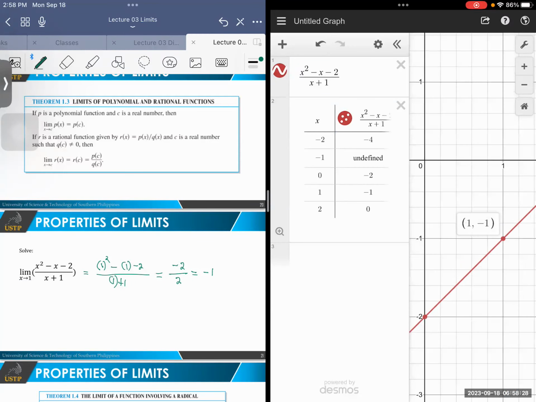Okay, so, 1, negative 1. Again, it's a point. Wala ta nakuha ang value sa point sa y-coordinate. We're just getting the limit. It just so happened that it's part of your solution sa imong graph. So again, this is the limit of f of x as x approaches 1 is equal to negative 1.